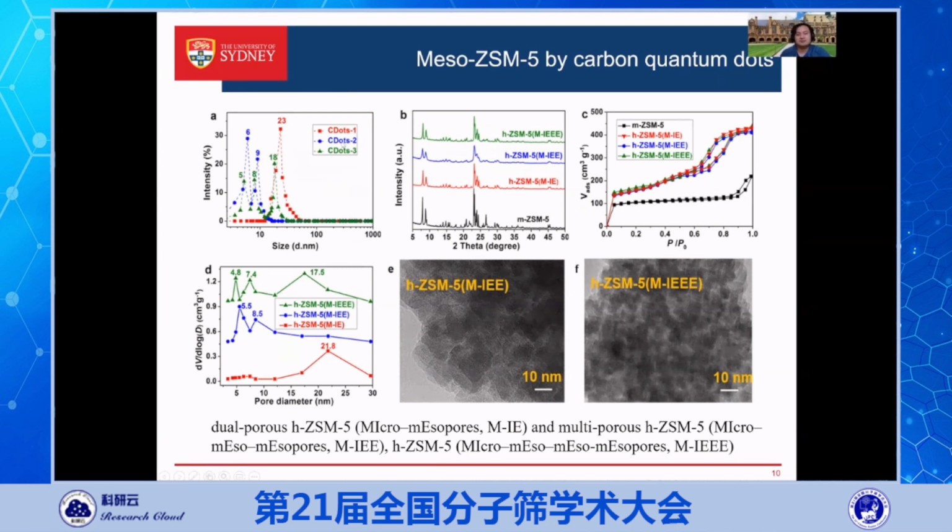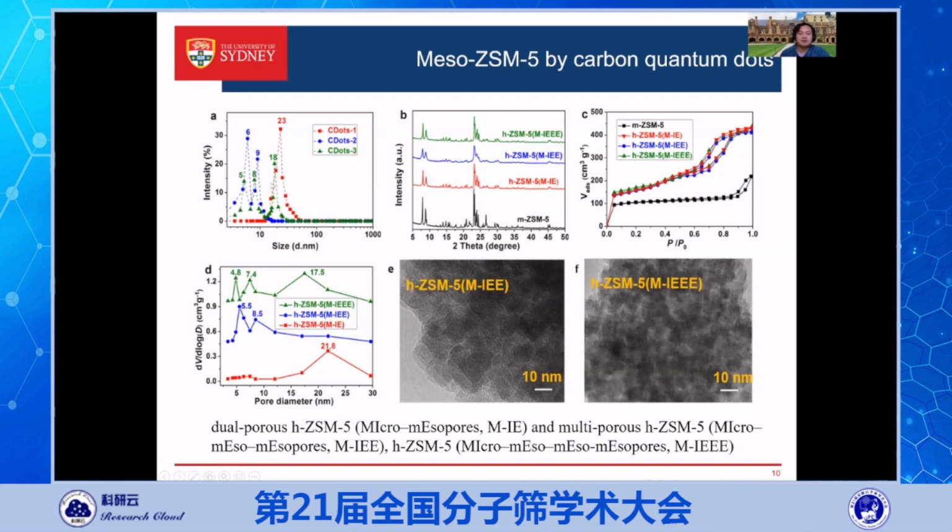So we use these different sizes and different groups of quantum dots for the synthesis due to the better solubility. So they are able to dissolve in a solution for the preparation. After the synthesis, we can see the particle size distribution is similar to before. It's quite close to the quantum dot size.